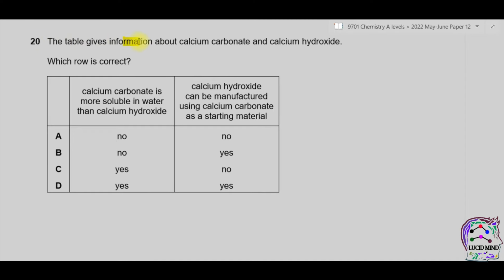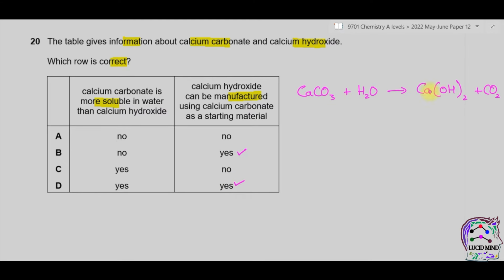Question 20. The table gives information about calcium carbonate and calcium hydroxide. Which row is correct? First one is that calcium carbonate is more soluble in water than calcium hydroxide. Second part is that calcium hydroxide can be manufactured using calcium carbonate as starting material. Now for calcium carbonate, if we add calcium carbonate to water, what happens? It converts into calcium hydroxide and releases CO2 gas. So yes, calcium hydroxide can be manufactured from calcium carbonate as a starting material, so it should be a yes.